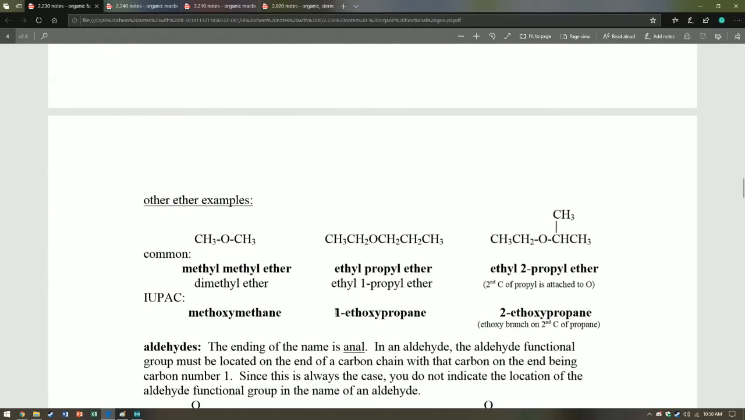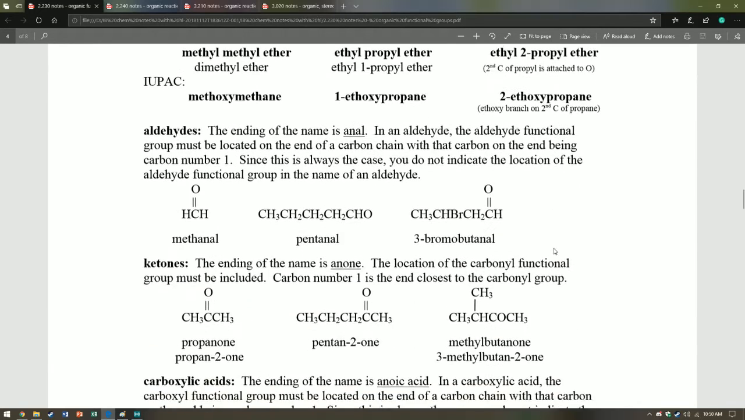So I prefer this new method. You can use the old method. Either one is acceptable for answers.